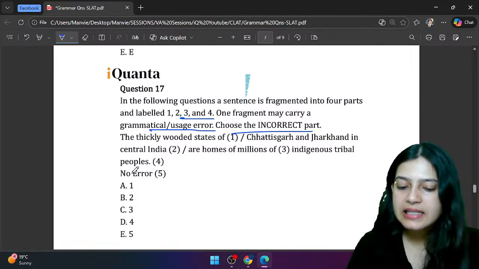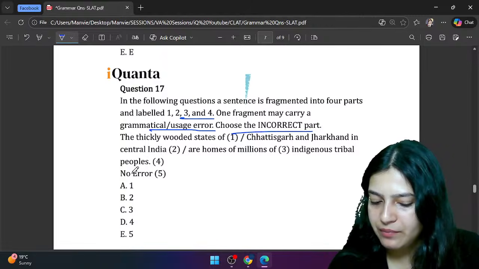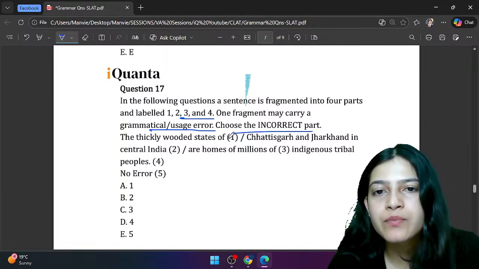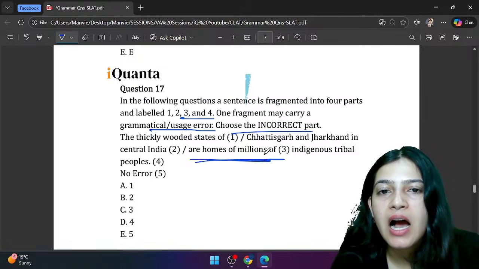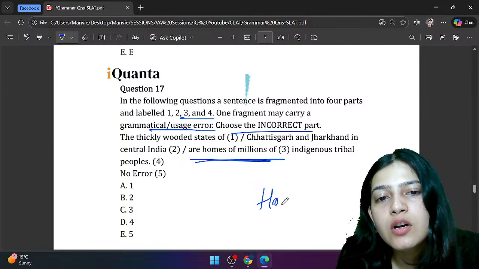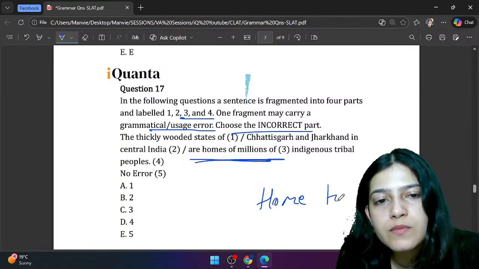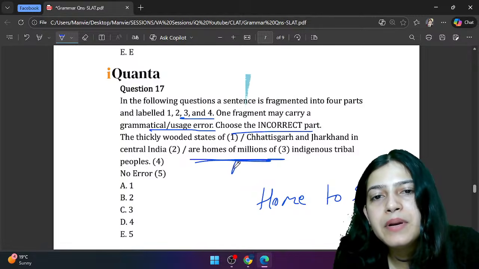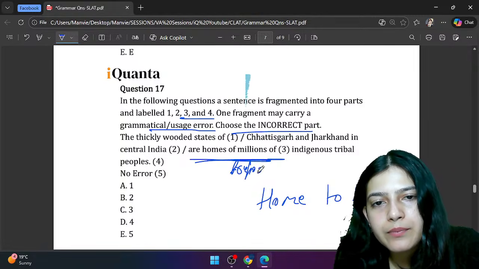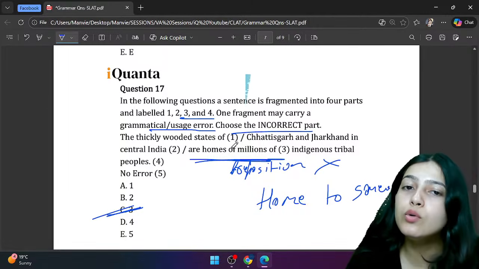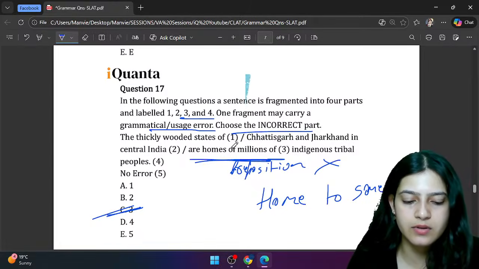Why is C incorrect? Okay, I will tell you. Because of this, "are homes of millions" is wrong. It is always home or homes to someone or something, right? The preposition is wrong, right? That is why C is incorrect. So it should be "home to millions of indigenous tribals."